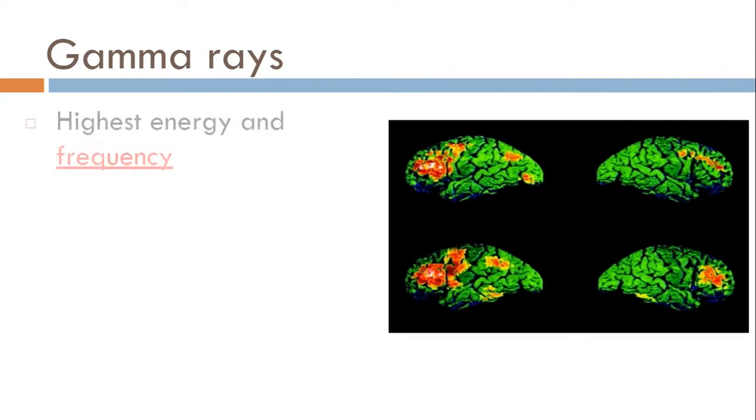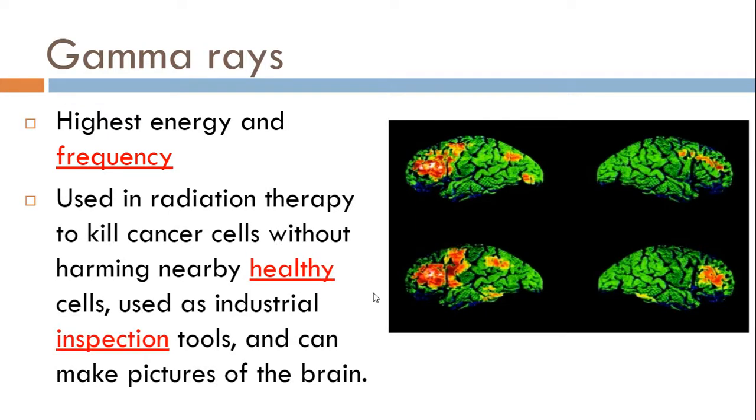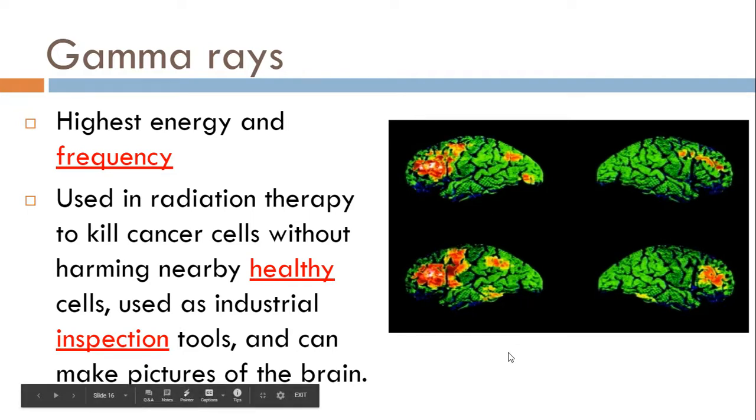Next, let's look at gamma rays. Gamma rays are the highest in energy and frequency on our electromagnetic spectrum, and they're often used in radiation therapy to kill cancer cells without harming nearby healthy cells. They're often used as industrial inspection tools, and they can help take pictures of the brain. For example, I have my brain over here, where gamma rays are being used in order to create an image of it.